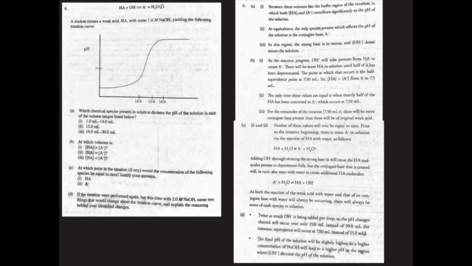Because remember, your equivalence point is when your moles of acid equal your moles of base. So at a volume of 7.5 mL, I would be at my equivalence point. So that's one thing that changes.